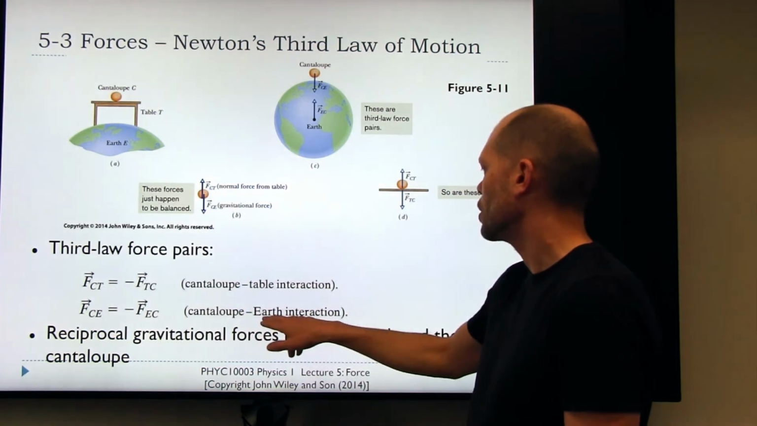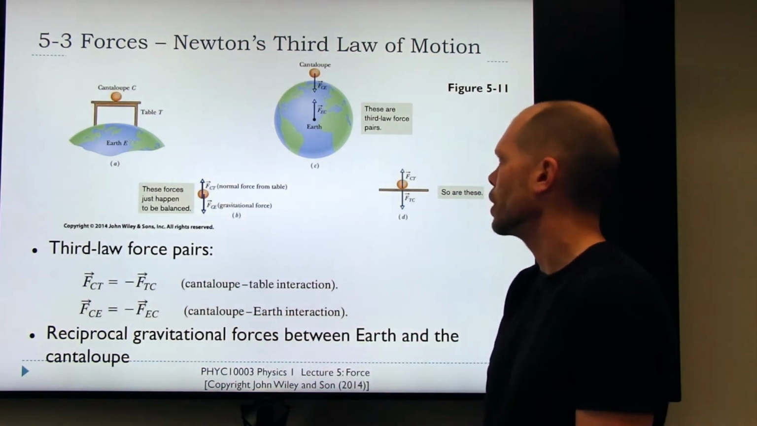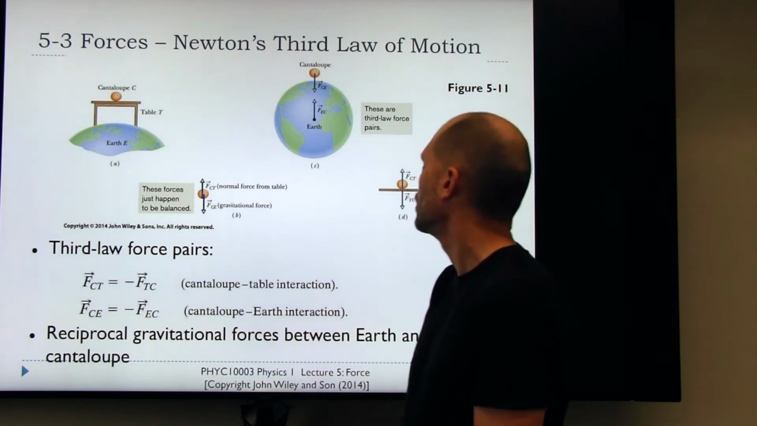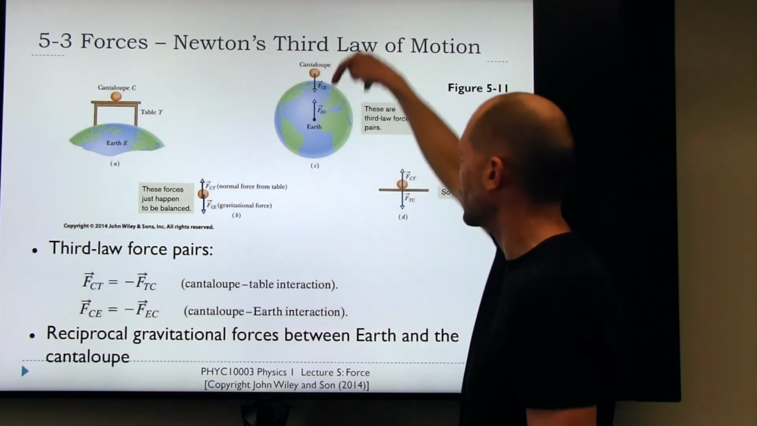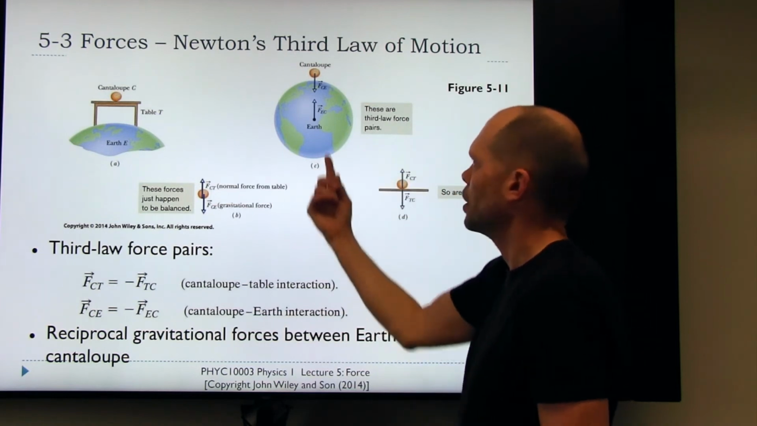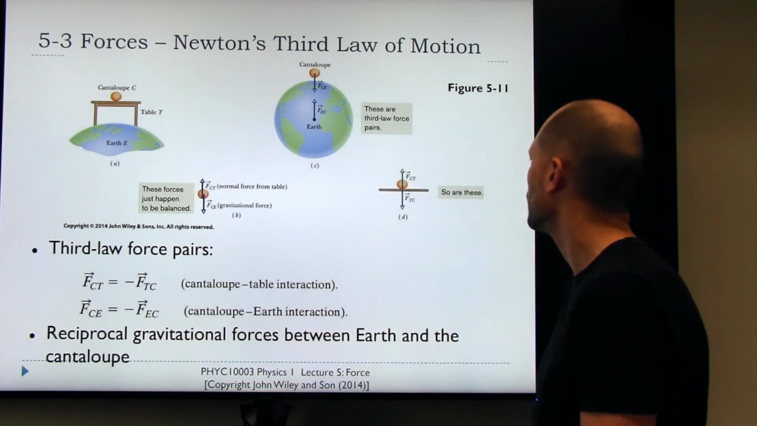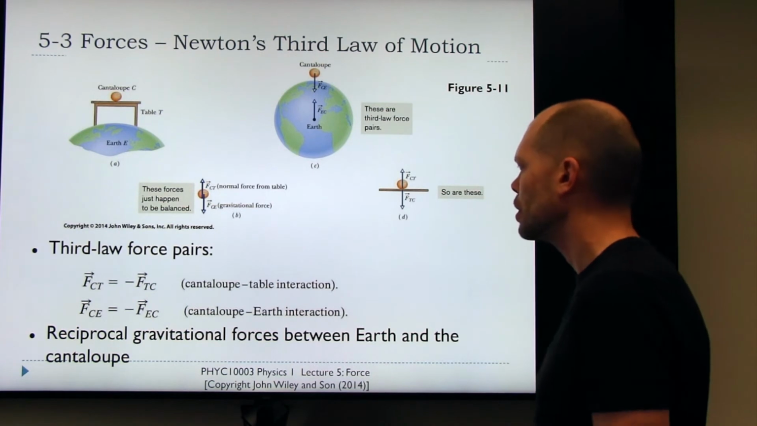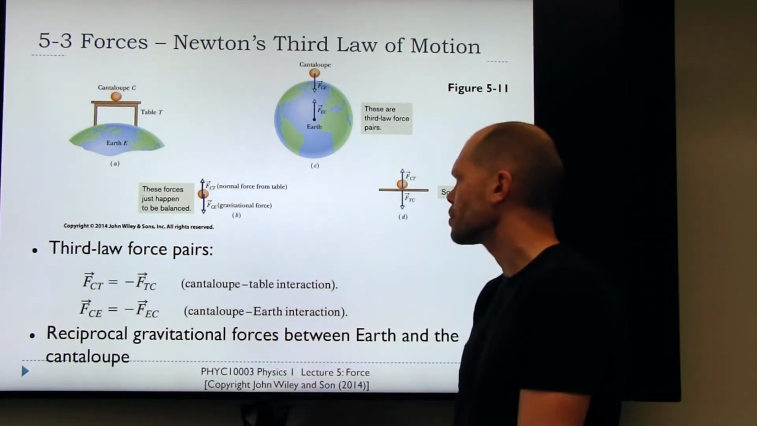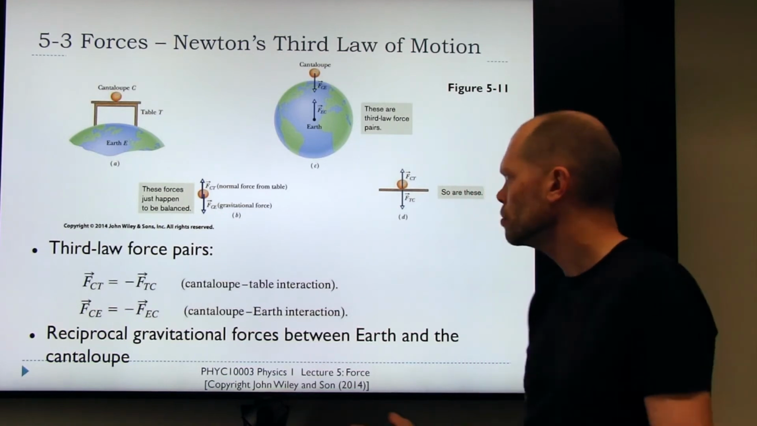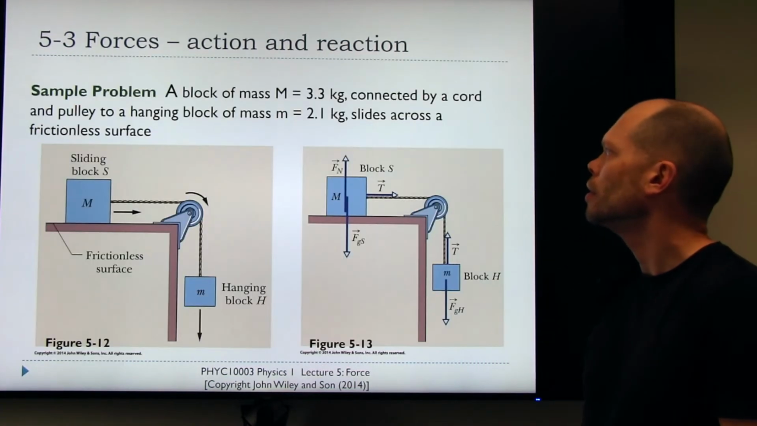And the same if you look at it with the cantaloupe-Earth interaction. Here you have the cantaloupe being pulled down by the Earth, and the surface of the Earth is going to push back. It doesn't matter what surface it is. So these are reciprocal gravitational forces between the Earth and the cantaloupe. This is pretty straightforward. It's pretty obvious.